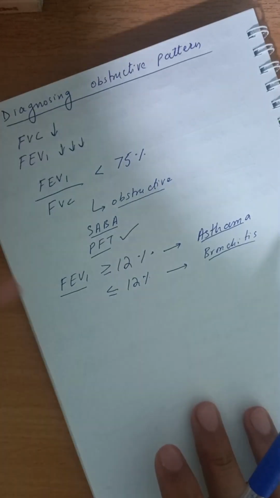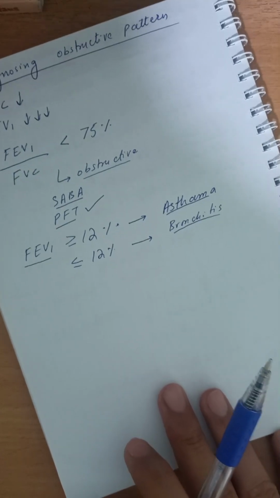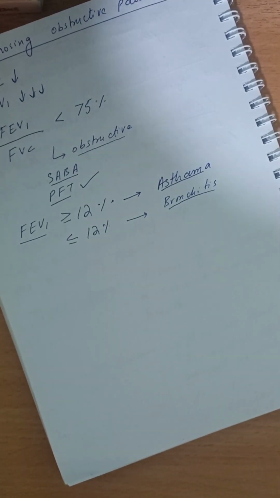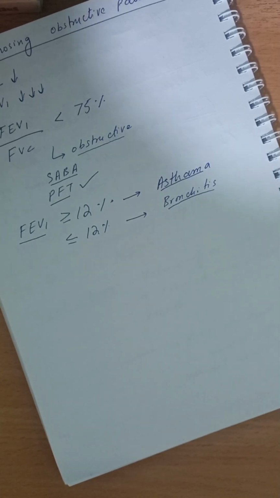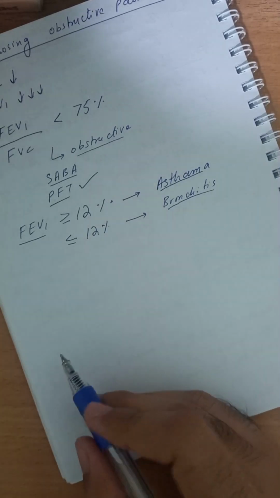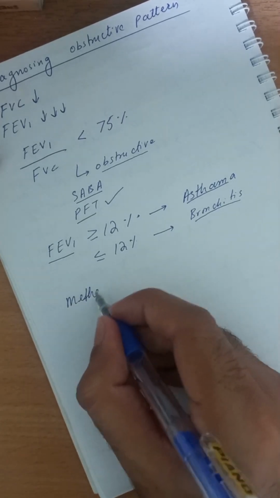Now, this test you perform after the patient comes to you with the symptoms already. But if the patient comes to you asymptomatic, without any symptoms, then what do you do? How do you perform spirometry? Because for spirometry to give accurate results, the patient has to have the symptoms. But if the patient is asymptomatic, you perform another test that is called the methacholine challenge test.